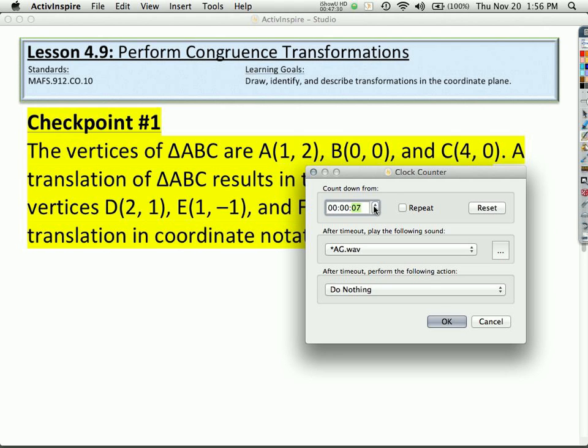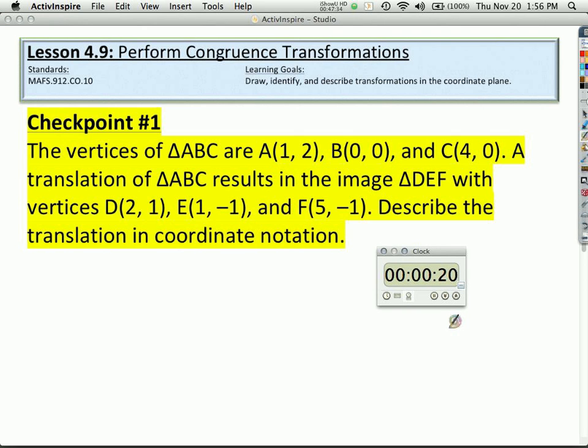30 seconds, team talk, and compare what you wrote with your teammates.